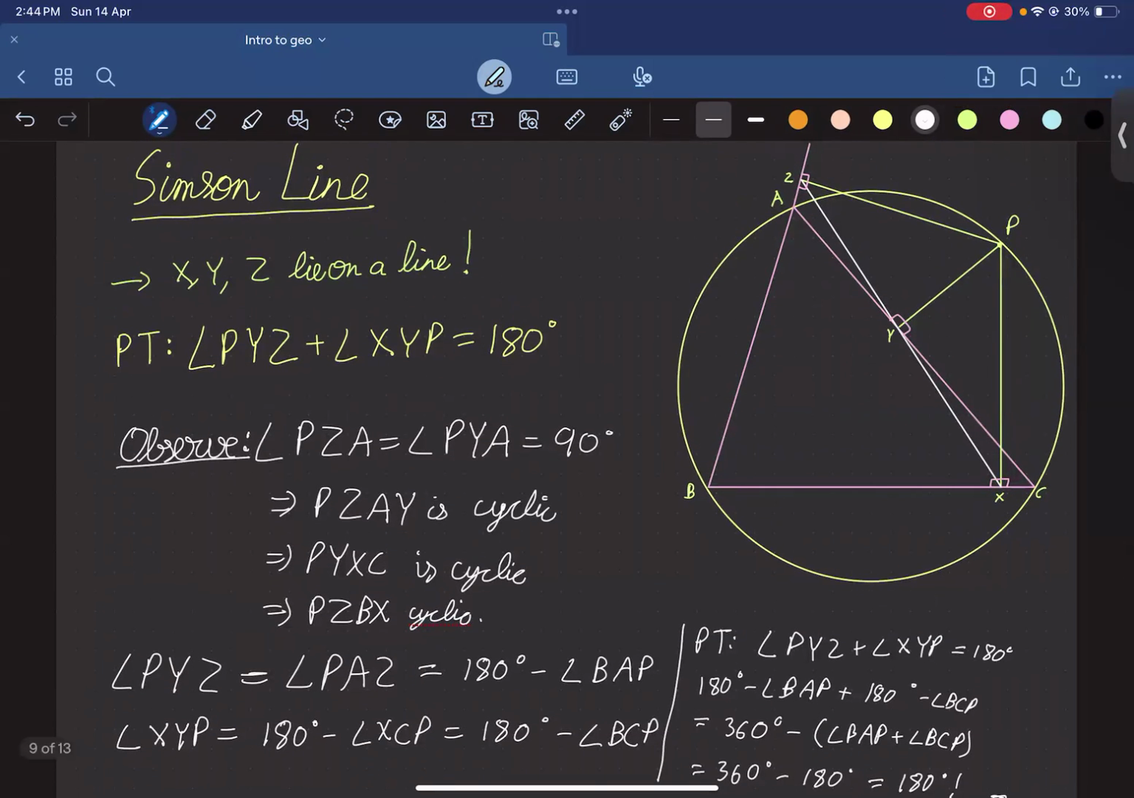Excuse me, how is PYXC cyclic? Okay, PYXC is good. So PYC is 90 and PXC is 90. Yes, so they are equal angles. Got it.